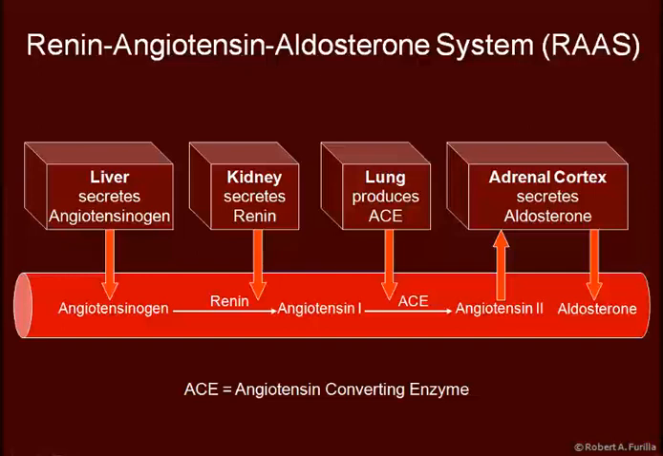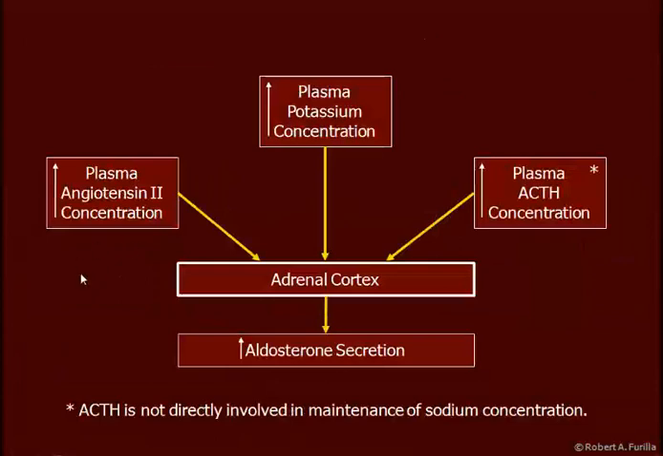And it's the job of aldosterone to signal to the kidney to reabsorb sodium and therefore water from the distal convoluted tubule and cortical portion of the collecting duct. Aldosterone is secreted in response to increased levels of plasma angiotensin 2, also to an increased concentration of plasma potassium, and increased plasma ACTH concentration, which is adrenocorticotropic hormone. ACTH is not directly involved in sodium maintenance. ACTH is released when plasma steroid concentrations are low, and that includes aldosterone and cortisol.